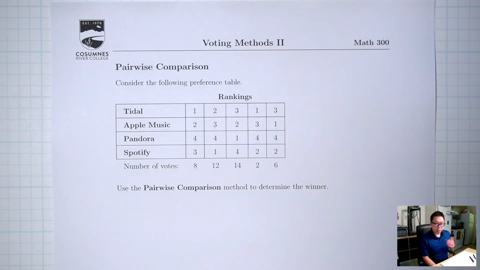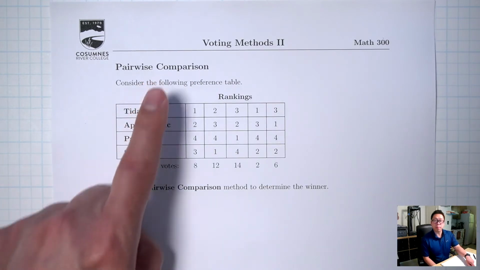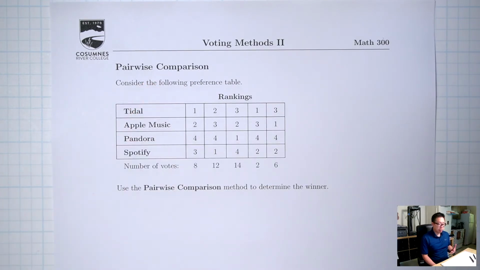Welcome back. In the last lecture, we talked about 3 voting methods. Today, I'm going to add the very last voting method into the mix. That last voting method is called pairwise comparison. What pairwise comparison is, it's a round-robin tournament. If you're familiar with what a round-robin tournament is, that's what it is. In a round-robin tournament, every team plays against every other team.